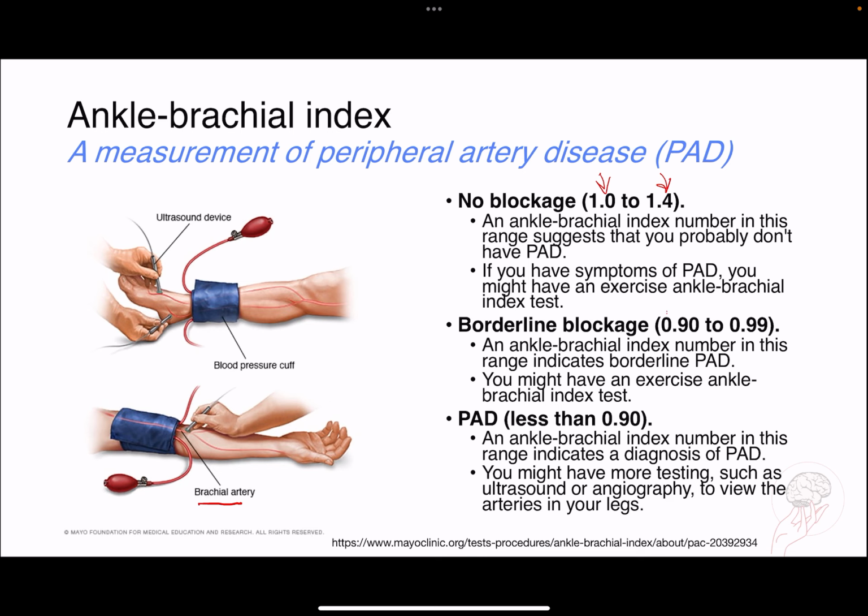Borderline blockage is 0.9 to 0.99. This range indicates that you have borderline peripheral artery disease. And then if it's less than 0.9, this is diagnostic of peripheral artery disease. You'd probably need more testing, such as an ultrasound or an angiograph, to view the arteries in the legs.